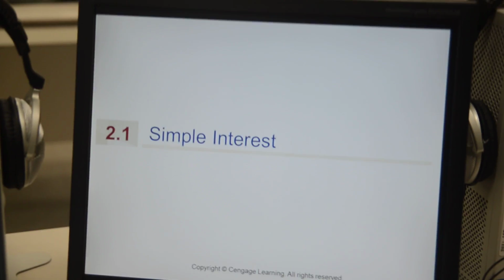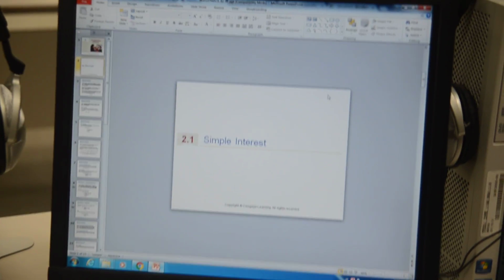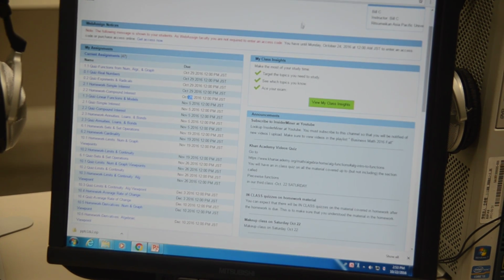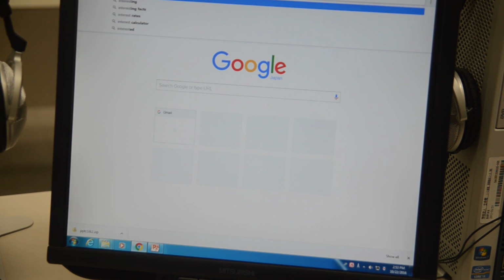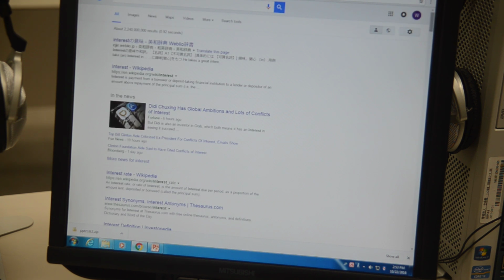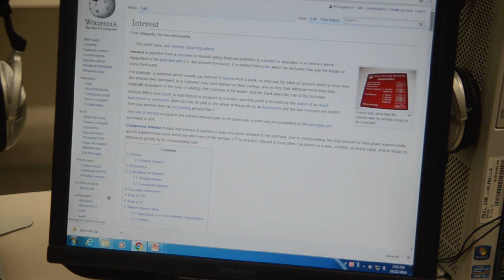So maybe we should look it up in Google. Let's see what happens. We check what interest means. So here's one meaning, and actually this is the meaning that we want. This is probably not the meaning that we want. This is if we talk about some subject as being interesting, that's a different use of the word interest. But we're talking about probably what they're talking about here, which has to do with borrowing or lending money. So that's what we're talking about.